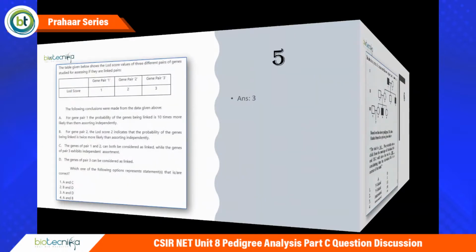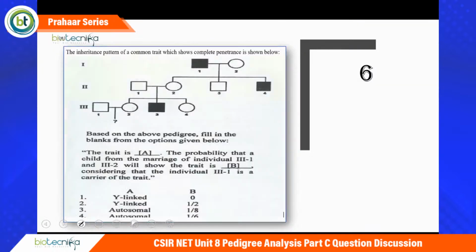Okay. So this is the inheritance pattern of a common trait which shows complete penetrance is shown below. Based on the above pedigree, fill in the blanks from the options given. So the trait is dash. First you have to find out what is the pattern of inheritance here, and next you have to find out the probability that this individual will be affected.